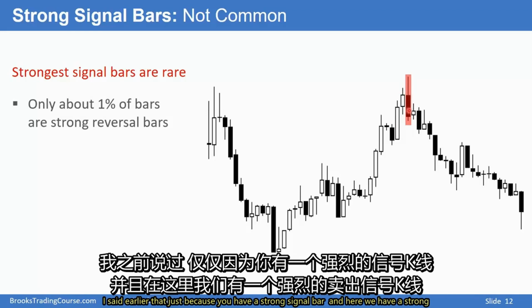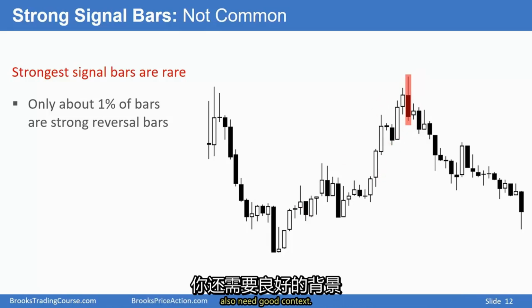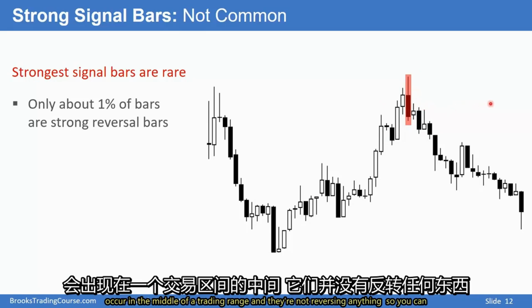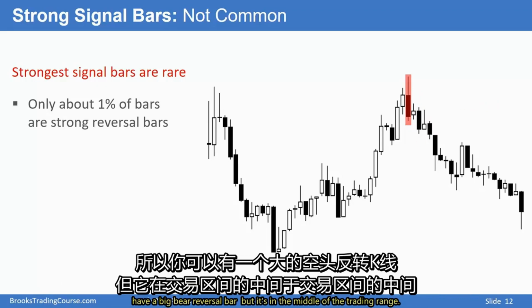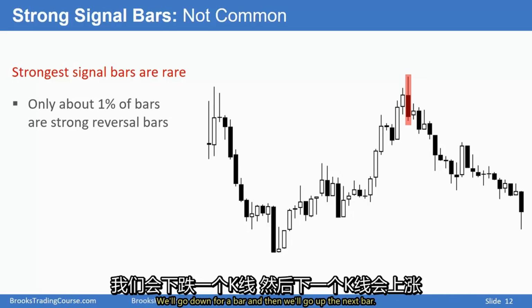I said earlier that just because you have a strong signal bar, and here we have a strong sell signal bar that's also a reversal bar, we're trending up, we're reversing down, you also need good context. You need more than just a sell signal bar, because a lot of times sell signal bars will occur in the middle of a trading range and they're not reversing anything. So you can have a big bear reversal bar, but it's in the middle of the trading range. There's nothing to reverse. There's no bull trend. It's a sideways market. We'll go down for a bar and then it'll go up the next bar.